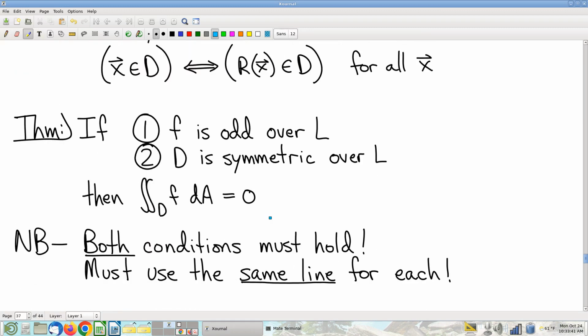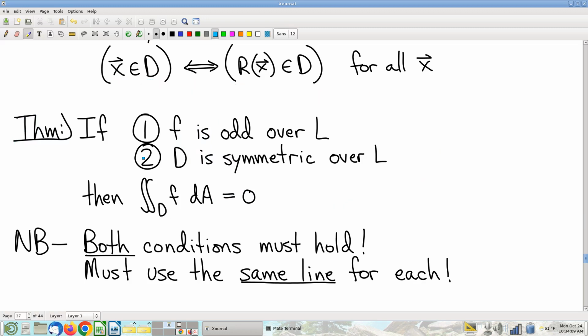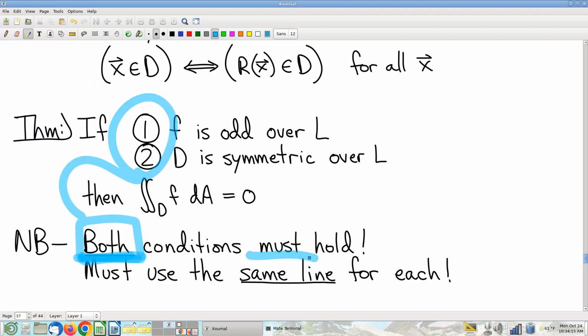And with those established, here's our big theorem. And this is so big, it's so powerful. You can compute so much stuff with so little effort with this theorem. It's totally awesome. If you have an odd function integrated over a symmetric domain, your integral is 0. Fantastic little result. Now I emphasize, before we get to seeing why this is true, it's very important, both of the conditions must hold. This is not a one or the other kind of a deal.